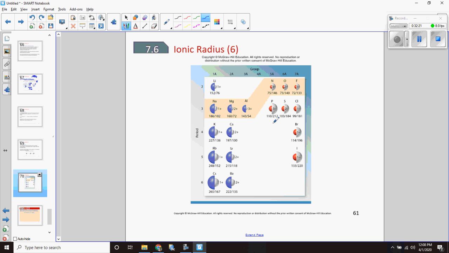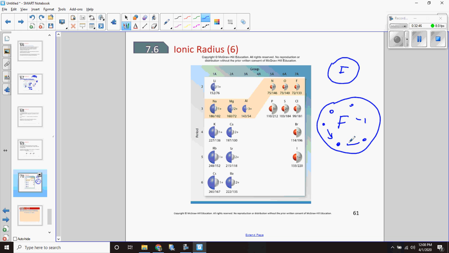I don't have a good example here, but if a nonmetal like fluorine gains an electron, it will look like this, but the moment it gains an electron, it will actually increase in size. It's a little bit counterintuitive, but one reason is it actually has this extra electron here. Fluorine's got these other electrons around it, and electrons repel each other. So these extra electrons will repel this extra electron that's been gained, and the ion gets bigger. So when nonmetals gain electrons, they get bigger.